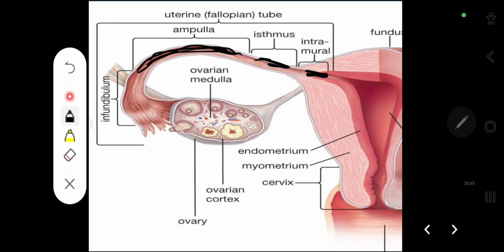It represents the site for fertilization, which usually occurs at the ampullary part, and contains cilia that aid in transfer of the zygote to the uterine cavity. The last part of the uterine tube is the infundibulum. It's funnel-shaped and opens in the peritoneal cavity near the ovary to catch the egg after ovulation.